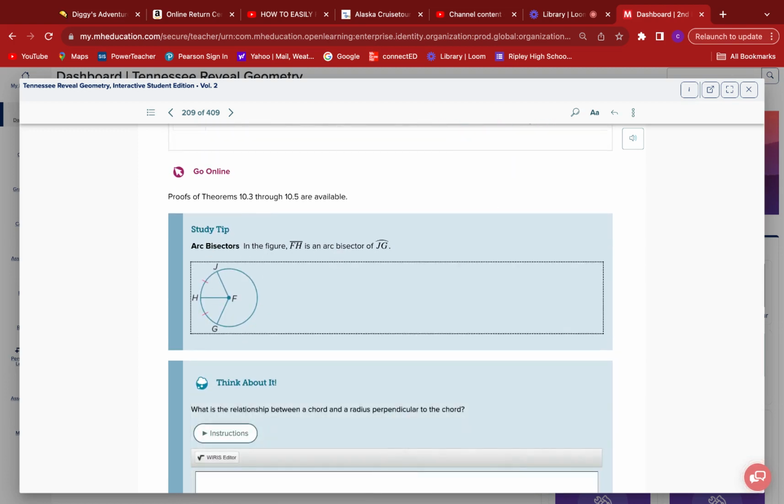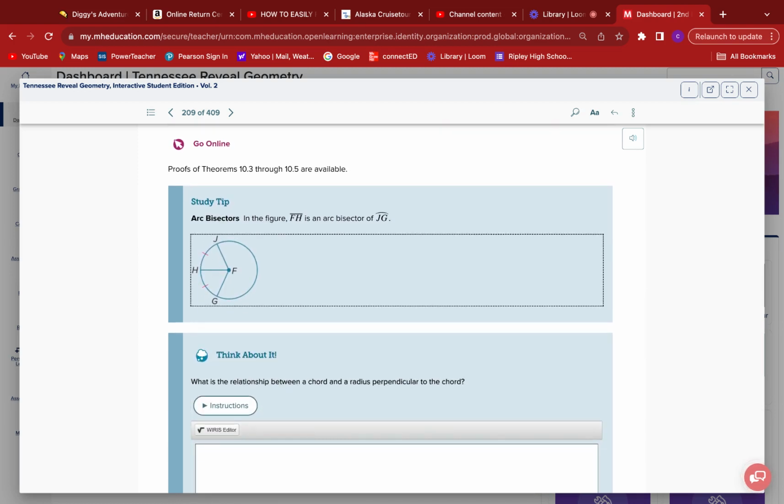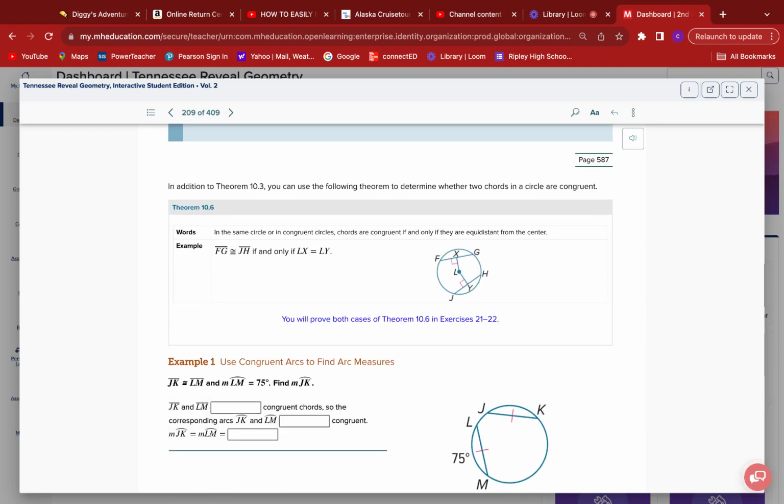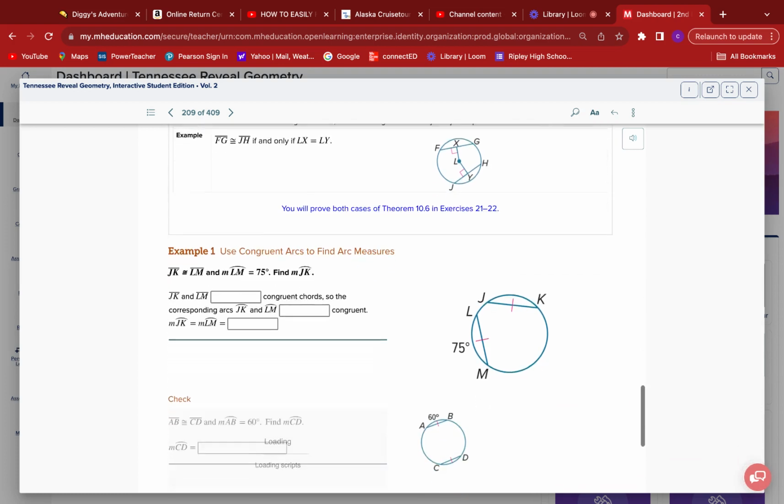What else we got? Go to the next page of your workbook. I'm on page 588 of your workbook. In the same circle or congruent circles, chords are congruent if and only if they are equidistant from the center. So if it's perpendicular and these are the same distance from the center, like LX is congruent to LY, then these two chords are congruent, FG and JH. You know what? Let's get to examples.